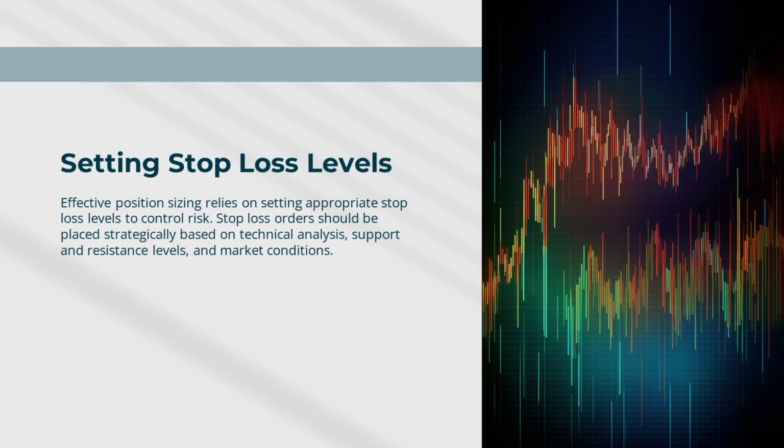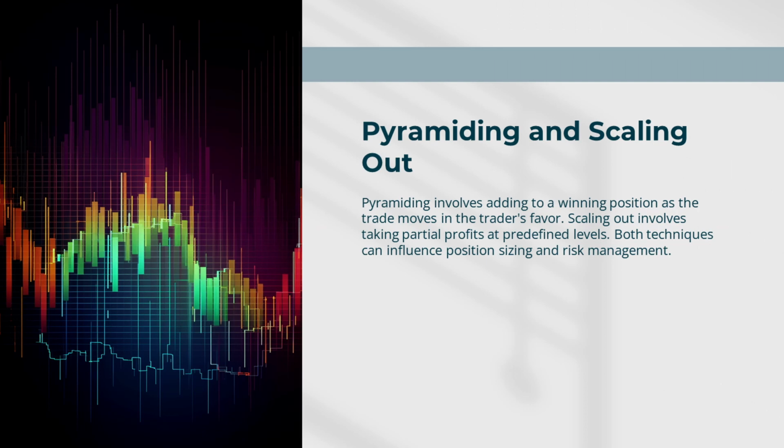Stop-loss orders should be placed strategically based on technical analysis, support and resistance levels, and market conditions. Pyramiding and scaling out. Pyramiding involves adding to a winning position as the trade moves in the trader's favor. Scaling out involves taking partial profits at predefined levels. Both techniques can influence position sizing and risk management.